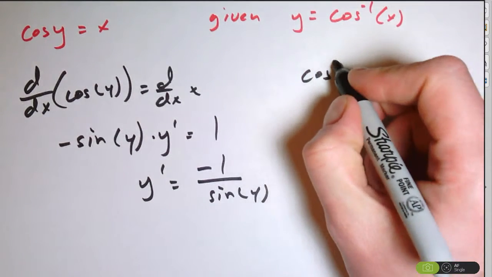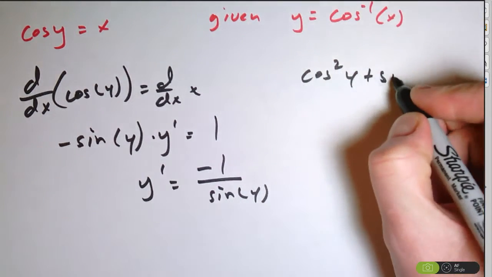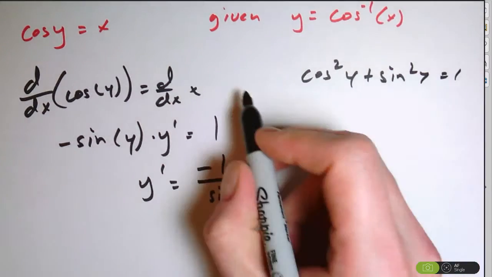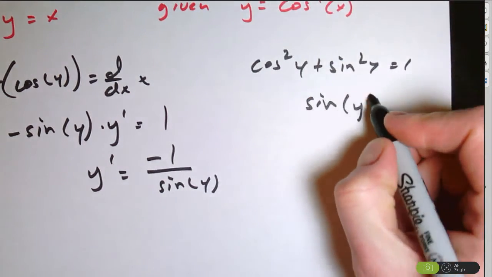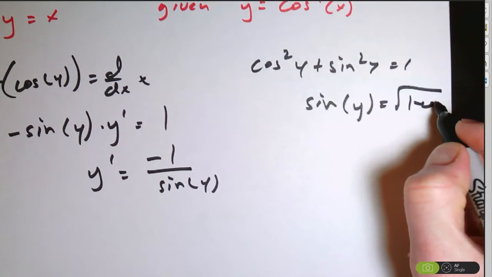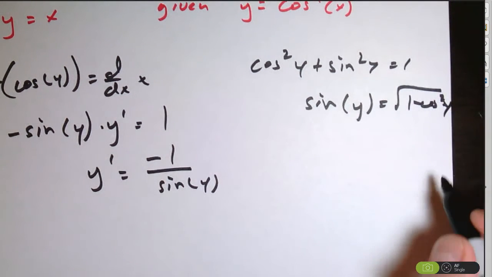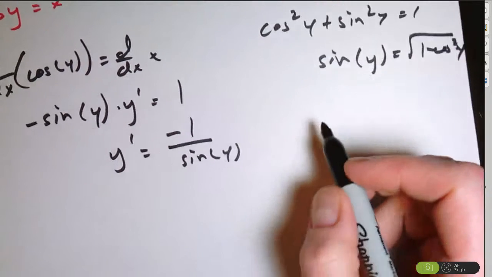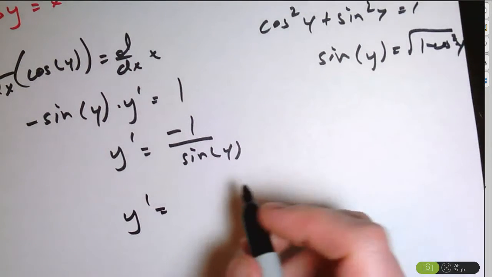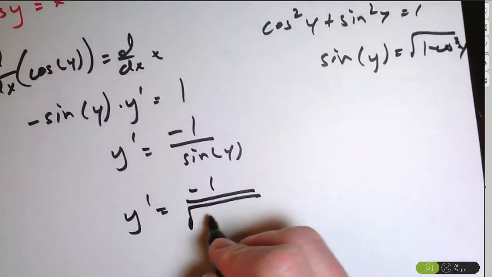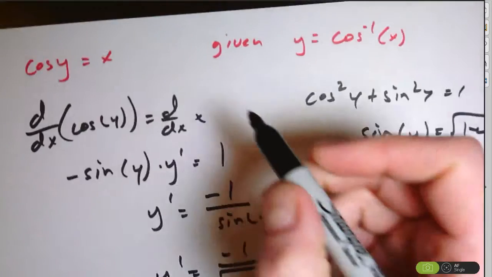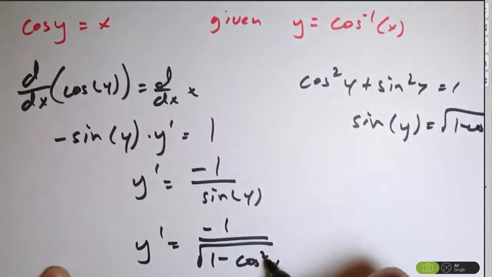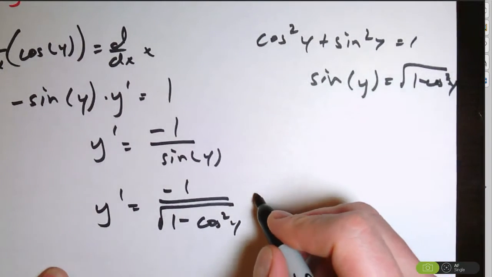So we go back. Fine. Cosine squared y plus sine squared y equals 1. Do the same thing, solve for sine of y. Okay, so 1 minus cosine squared y. So y prime is negative 1 over square root of 1 minus cosine squared y. But again, in terms of y, I don't want this. But hey, cosine y was x to begin with, so replace that with x there.